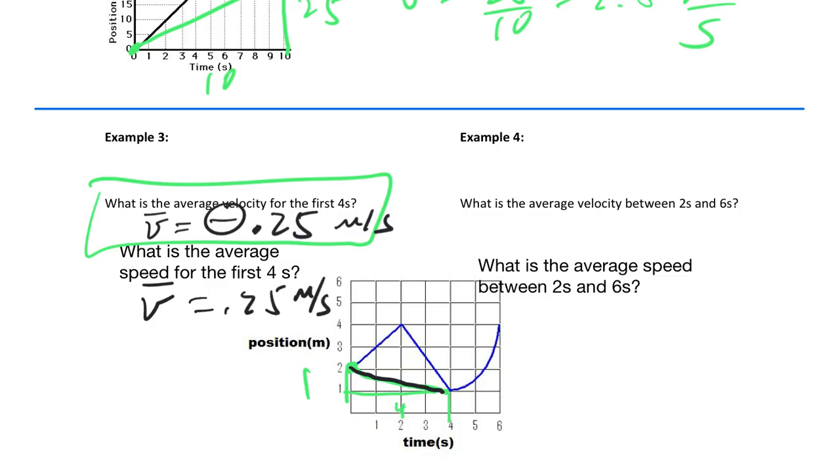Okay, it was the average velocity between 2 and 6 seconds. 2 and 6. Well, it's 0 because there's no rise. Okay, so you draw a line from the start to the finish, and the slope of that line is the velocity. What's the average speed between 2 and 6 seconds? Well, that's 0 too.